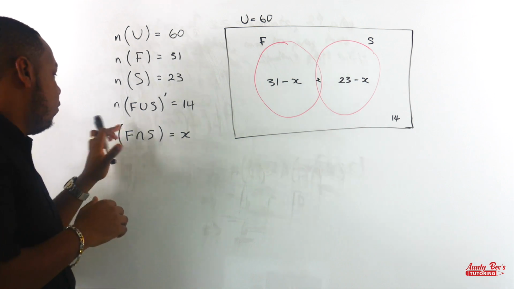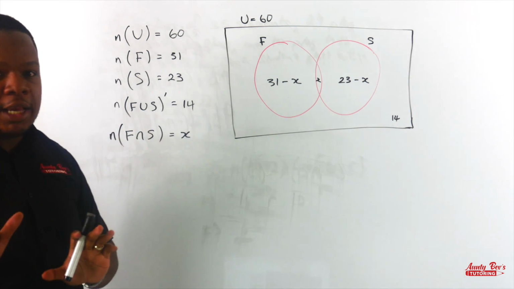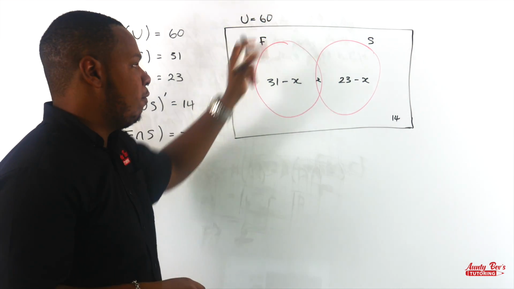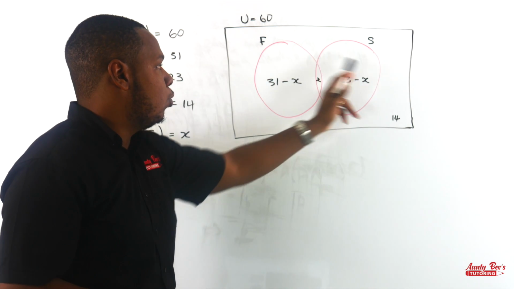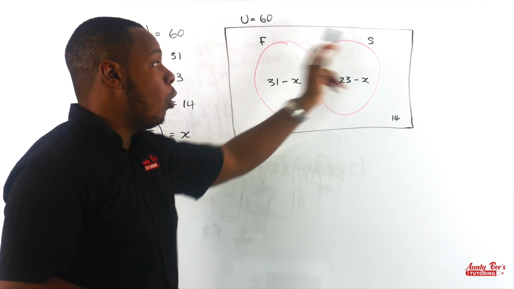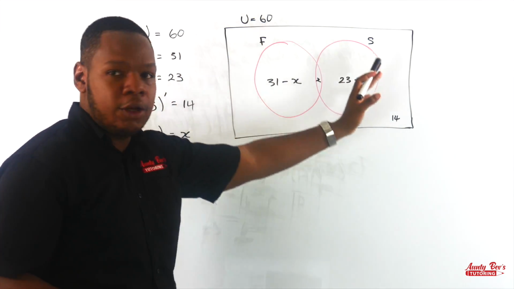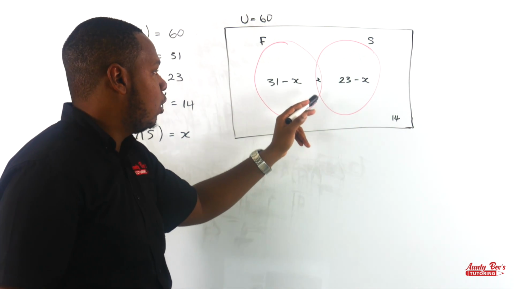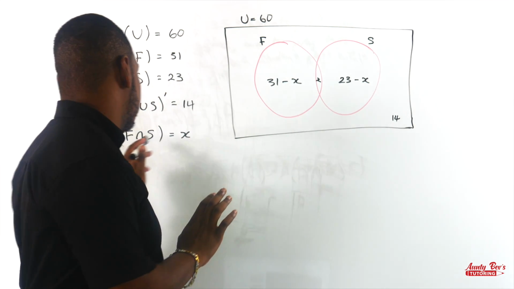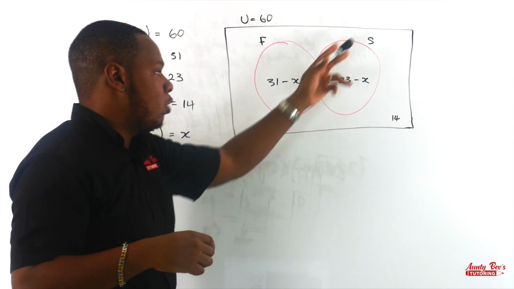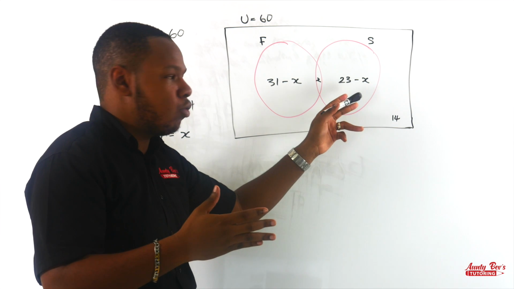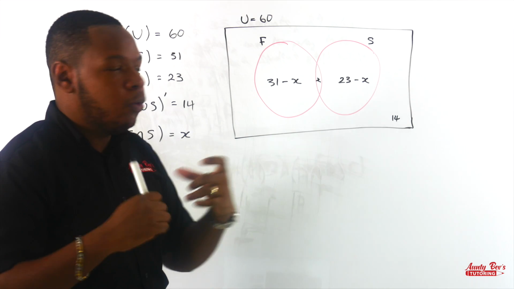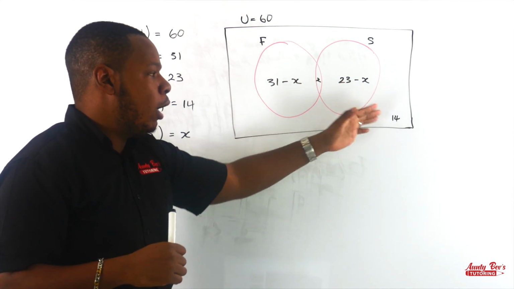And let's say, French and Spanish, we denote that as X for now. Now, when we look at our Venn diagram, we have our universal set defined. The students who do not do French or Spanish, 14, and then the rest. So French only would be our 31 minus the intersection. Our intersection we define as X, which is French and Spanish. And Spanish only is our 23 minus X, right?